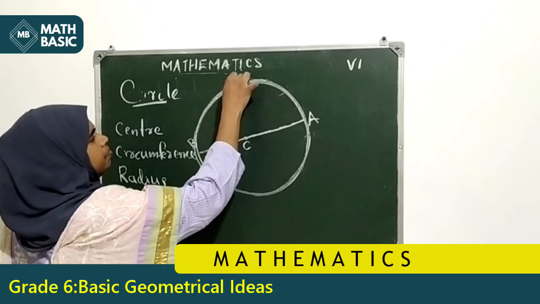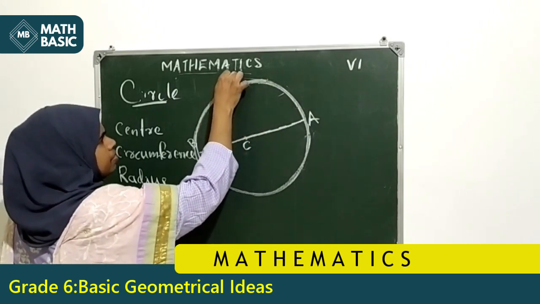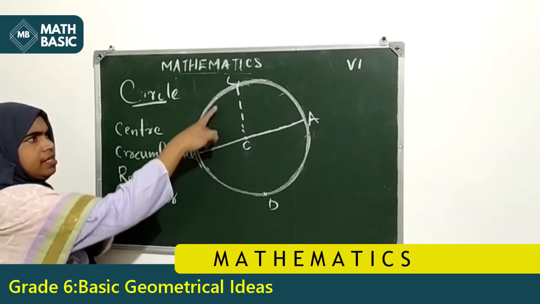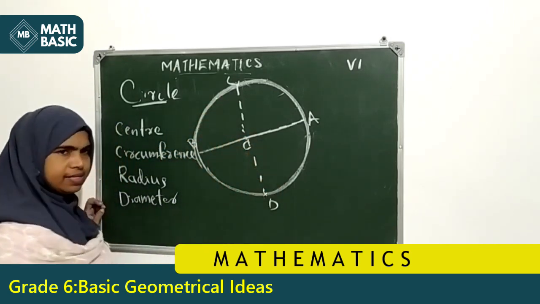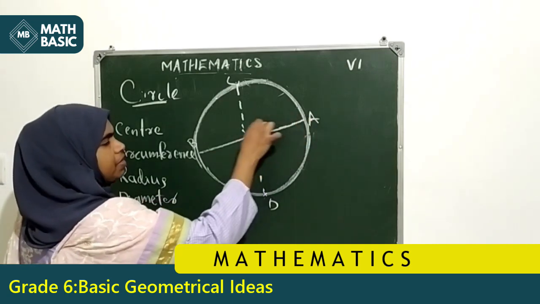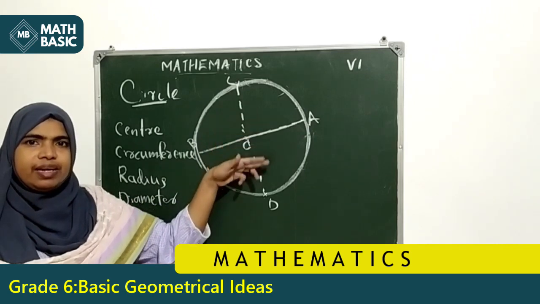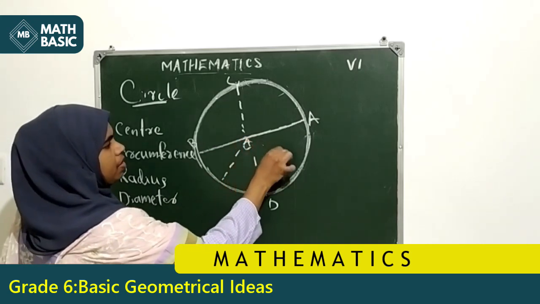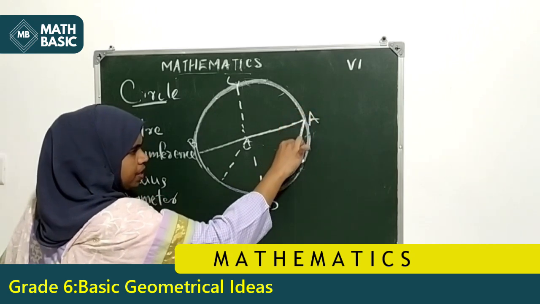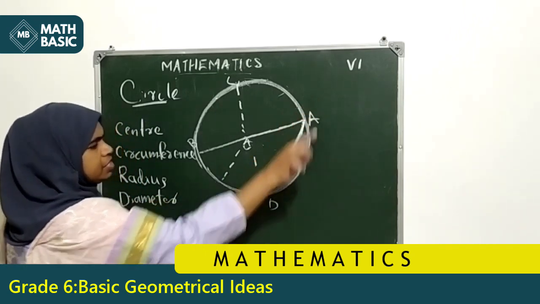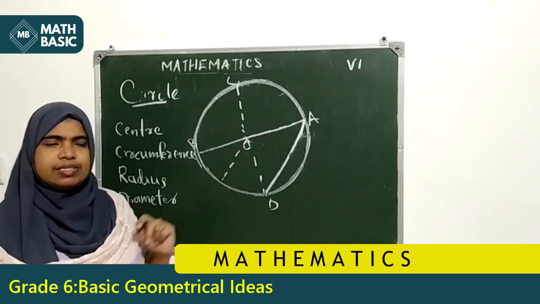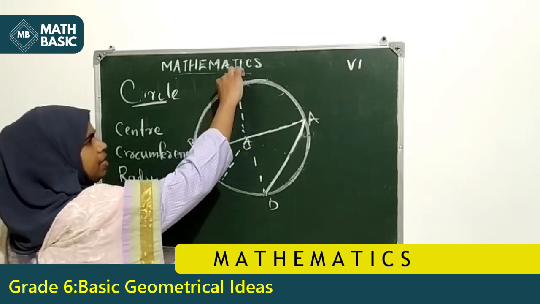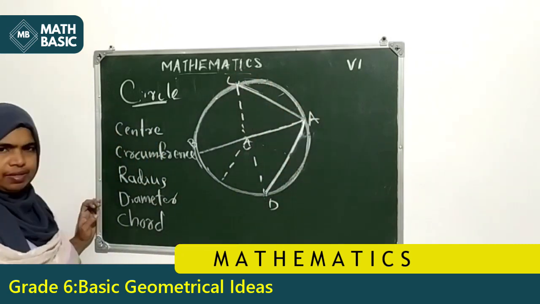See, A, B, C and D. This is a radius. This is also a radius. So we can draw many radii. This is also a radius. Here, a line joining from A to D is called a chord. We can draw a chord like this, AC, also a chord.